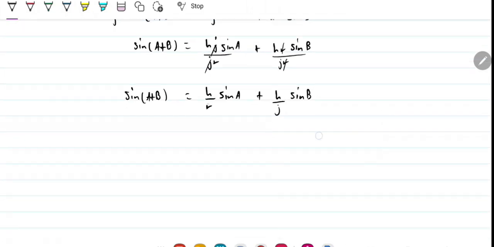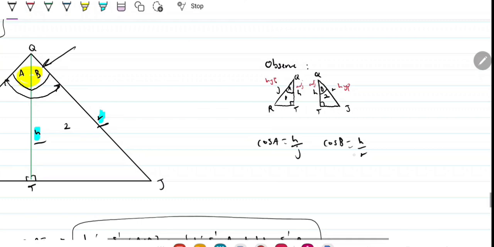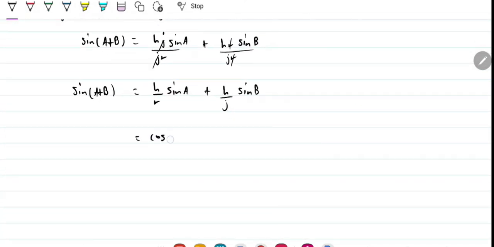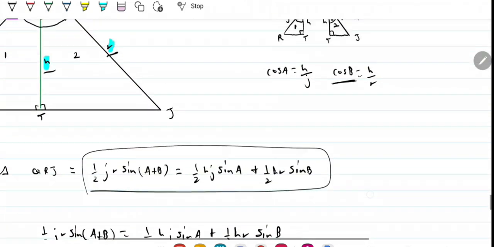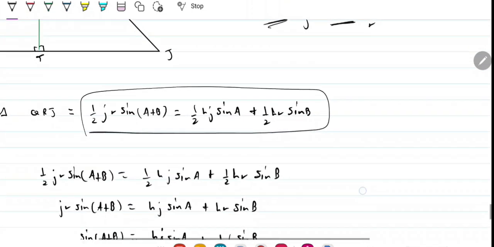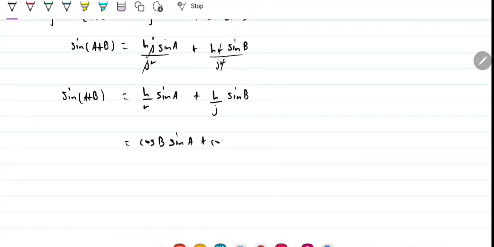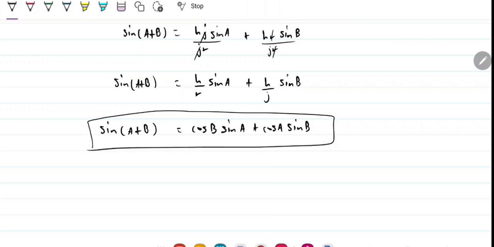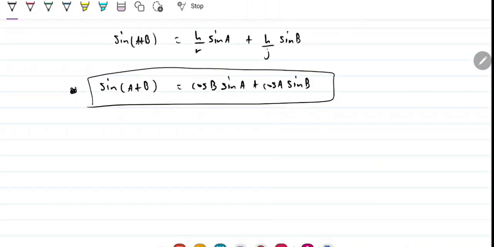Now, H over R, remember, was cos B. So cos B times sine A, plus H over J. H over J was what? Cos A, times sine B. And that's what the sine of A plus B is equal to. That's a compound angle formula. You have to remember that identity.